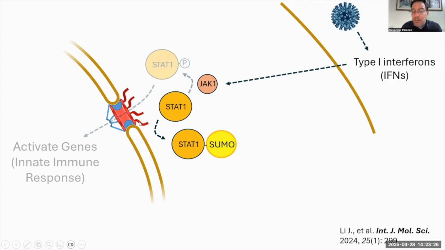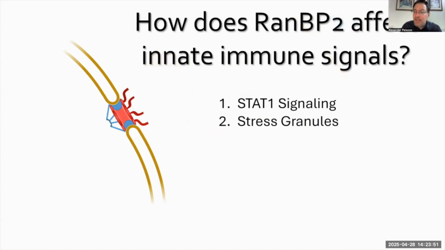So what RanBP2 is doing here is tempering down the innate immune response by preventing STAT1 from actually entering the nucleus. We published this last year, and we're undergoing several types of experiments in the lab to see if this is related to other processes that we can see happening after viral infection. A second thing that we discovered is that RanBP2 tends to influence the formation of stress granules.